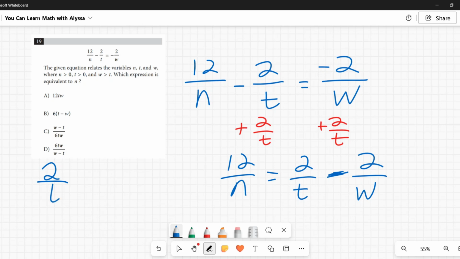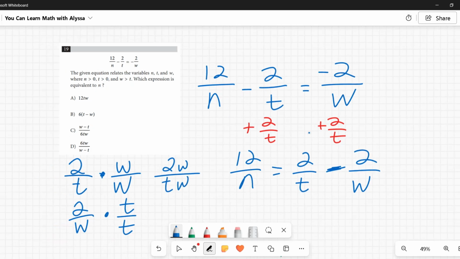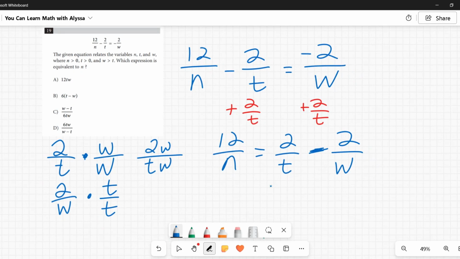So that means 2 over t, we have to multiply by w over w. And then 2 over w, we multiply by t over t. That will get us a tw denominator for both of them, and then we can combine them. So on top, 2 times w is 2w over t times w, tw. And on the bottom, the other calculation, 2 times t is 2t, and w times t again is tw.